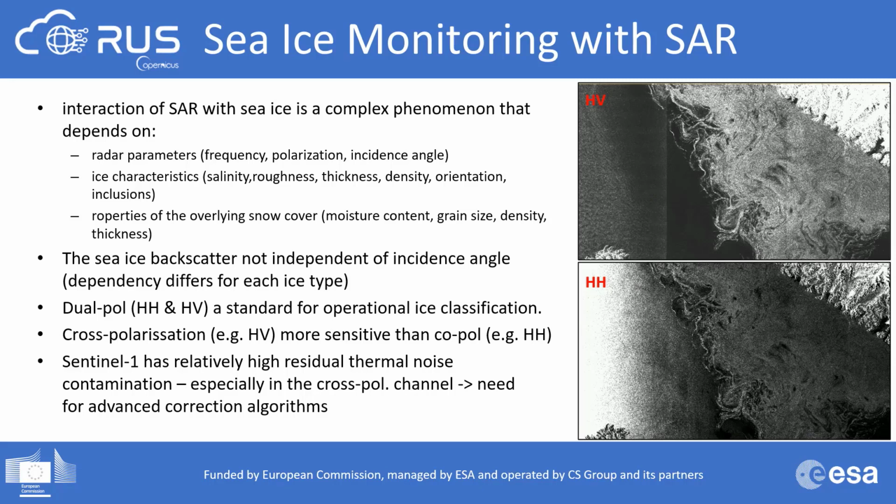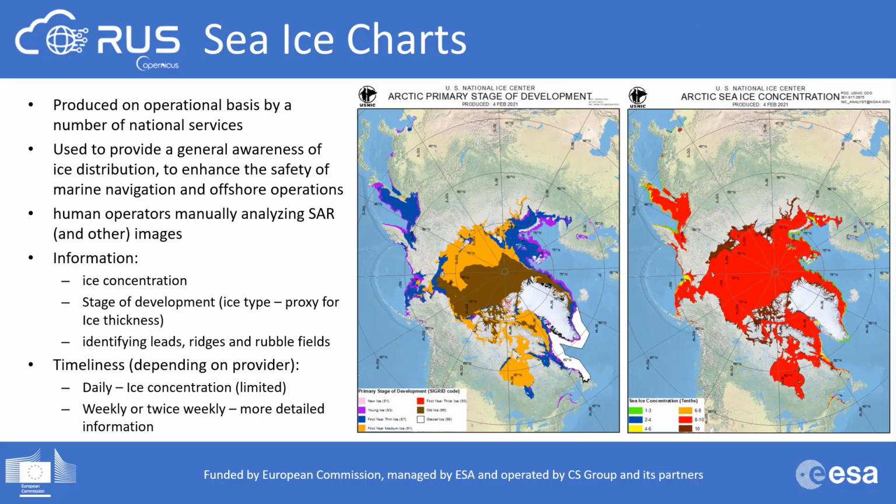Now let's look at ice charts specifically. Ice charts are depicting the distribution of sea ice and icebergs and are produced on operational basis by a number of national and international services. The services producing ice charts in the EU include, for example, the Copernicus Marine Service, or CMEMS, the Norwegian Ice Service, or the Danish Meteorological Institute. There are, of course, many others that I have not named.